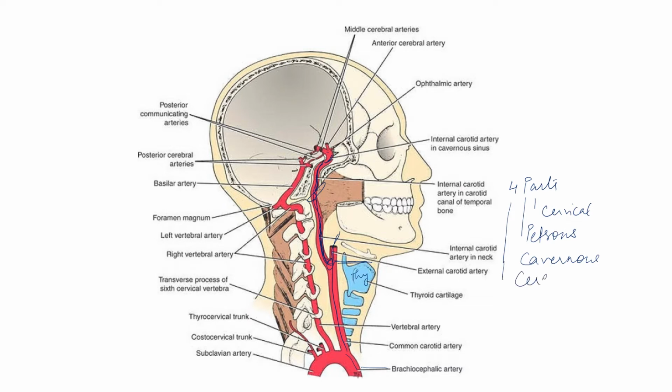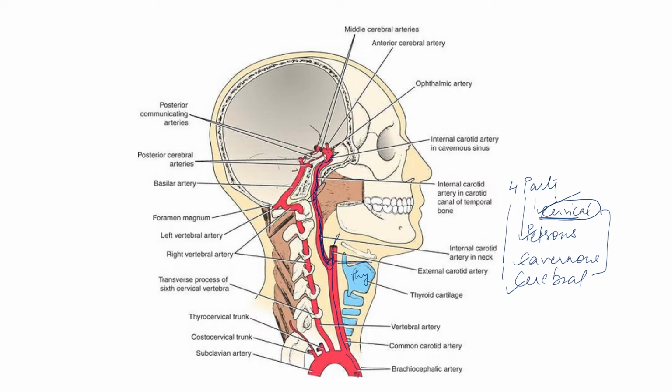So this is the four parts of the internal carotid artery. One is the cervical part, then we have the petrous part, then cavernous, and the cerebral part. You can see that this cervical part of the internal carotid artery is not having any branches. One important MCQ question is framed often: which part of the internal carotid artery does not give any branches? Your answer will be the cervical part. The cervical part of the internal carotid artery is not having any branches.